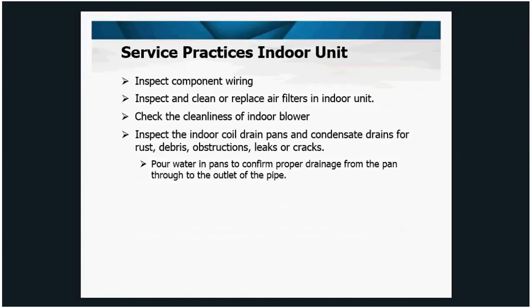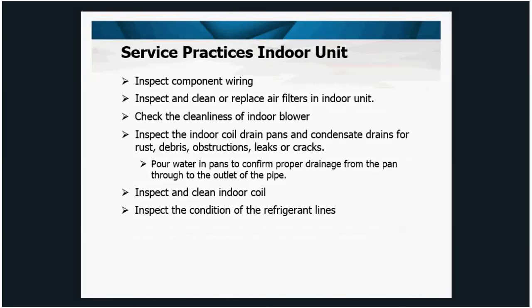We should inspect our coil drains and make sure that those pans are not cracked. Some of them were made out of steel, so make sure they don't have a lot of rust or any kind of obstruction that could cause a leak. The best way to confirm that your drain pans or your drain lines are working is to pour a couple liters of water into the pan and make sure it drains all the way to the outlet. And as I said a moment ago, be sure you clean that indoor coil.